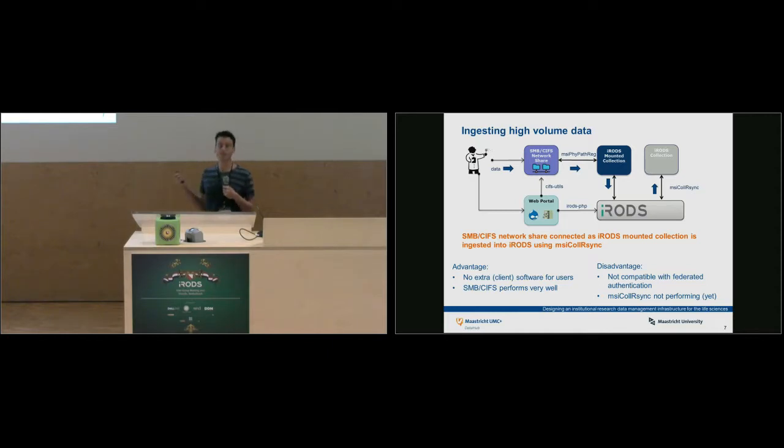The disadvantage is that this method is not compatible with federated authentication because, of course, exposing your CIFS shares, your SMB shares, over the internet is not wise or not even possible. The second issue that we have is that the collection rsync microservice is not performing very well for us. It's not really an issue because users are seeing the CIFS share as their way of entering data and not the step after ingesting. So it's less of an issue, but it would still be nice to improve this.